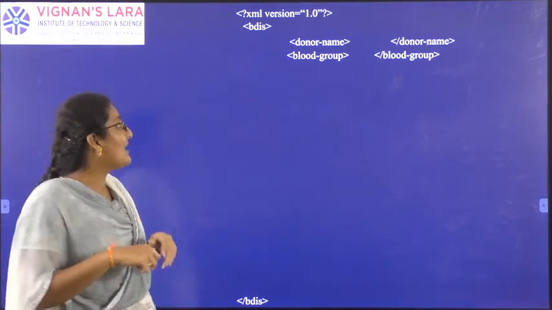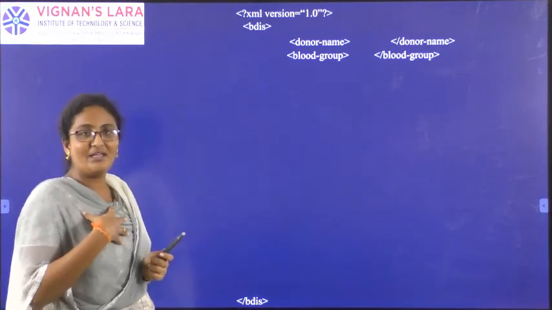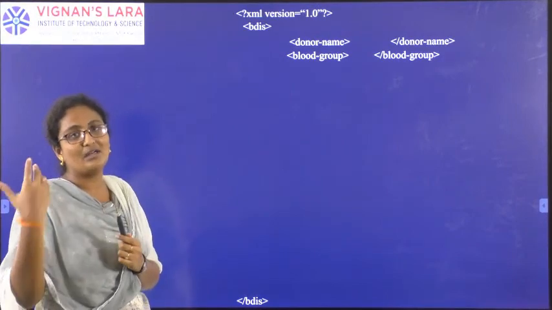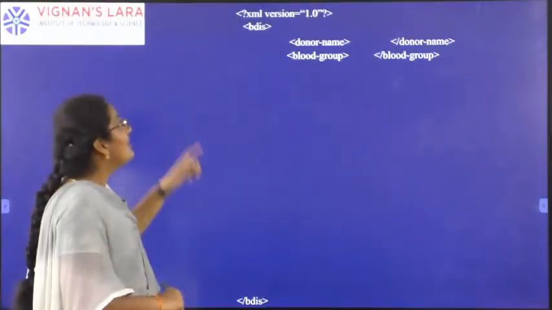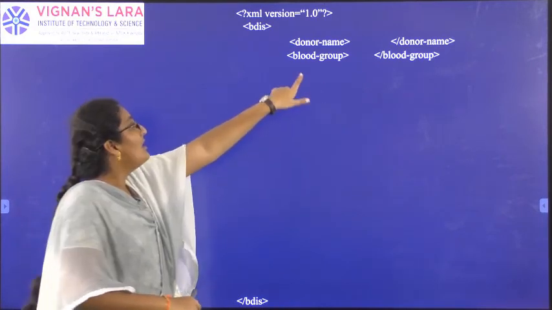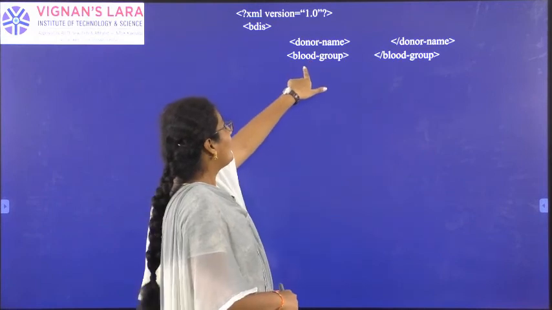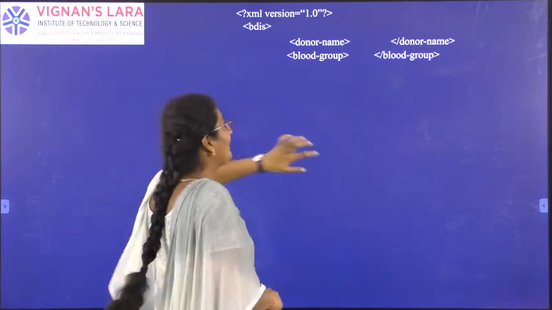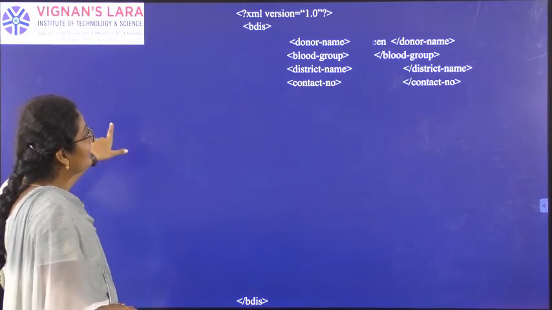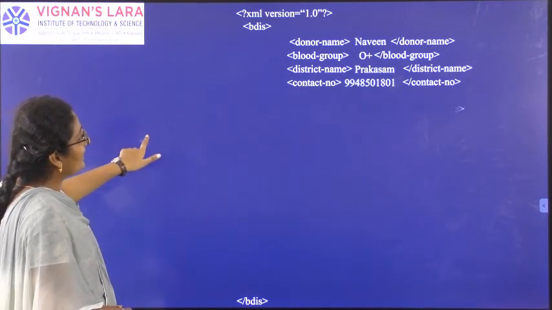In that what elements do I have? Donor name, blood group. The tags are created by me, and the tags are donor name and blood group because I am talking about blood donors information. Whenever the tag is opened, simultaneously the tag is also closed. If you see here, donor name tag open, closing tag. Blood group tag open, closing tag. District name, closing tag and open tag. Contact number. So Naveen with O positive, Prakasham district, contact number.